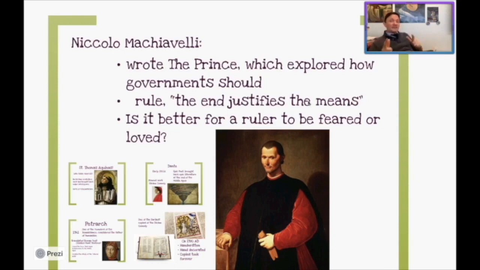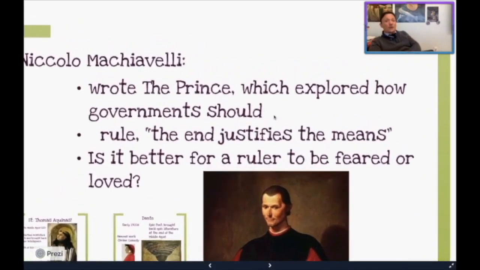Well, the thing about it is Machiavelli said that it's better for a ruler to be both if he can. But if he has to pick one, he needs to be feared, right? Because if you are feared, then you are going to be able to rule effectively, and you will always know that the ends will justify the means.